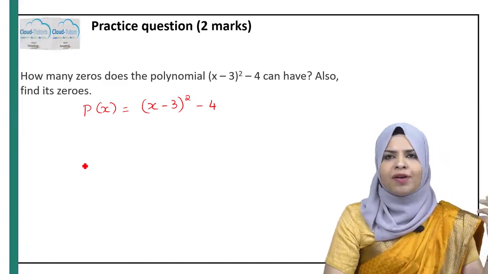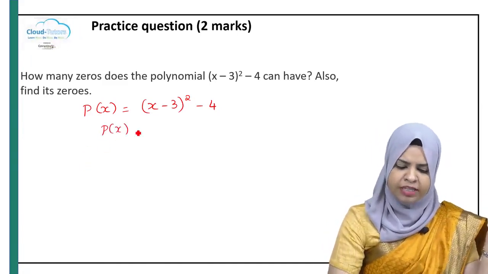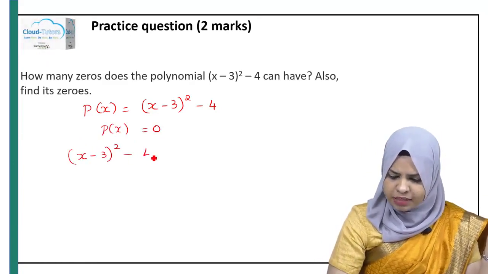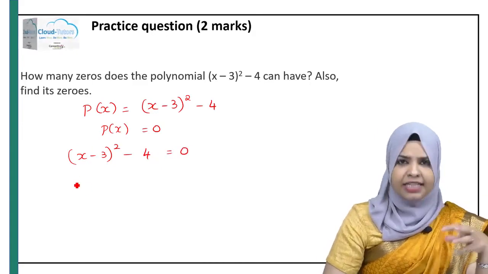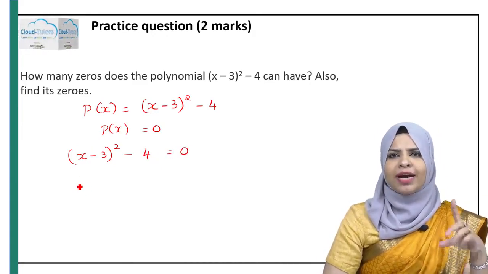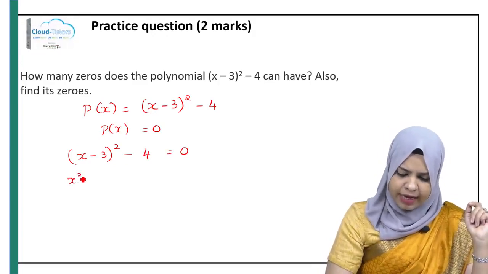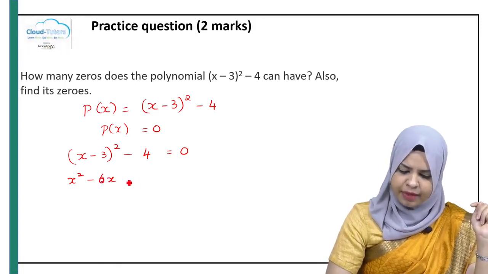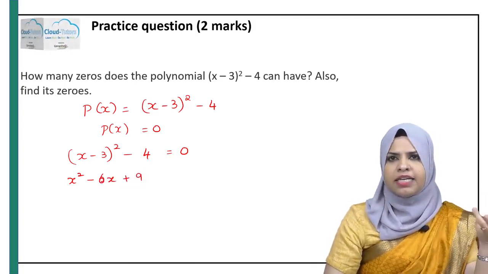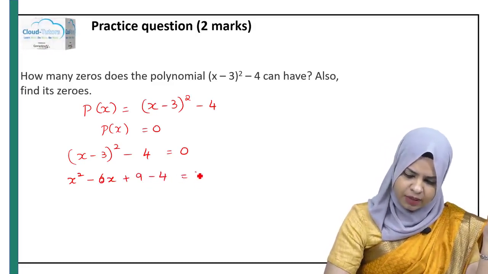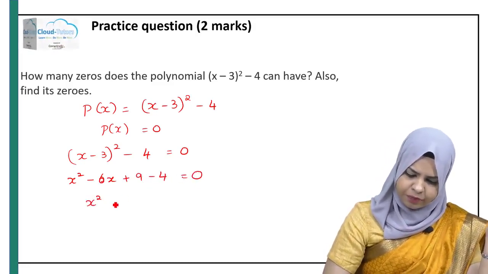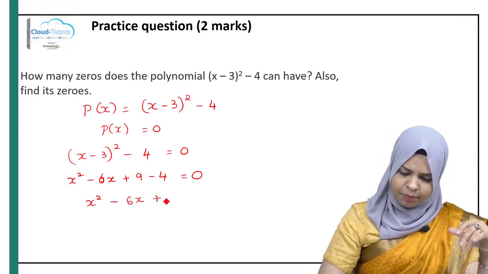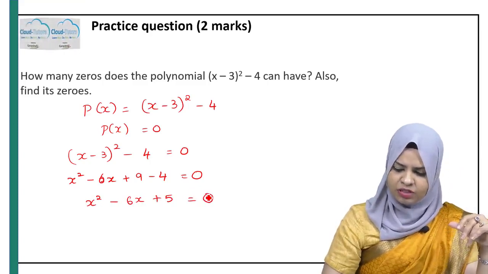And we know that to find the zeros, p of x should be equal to 0. Therefore, x minus 3 the whole square minus 4 is equal to 0. Let's expand it using the a minus b the whole square identity. That would be x square minus 3 2s are 6x plus 9. 3 square is 9, minus 4 is equal to 0. So x square minus 6x as it is, plus 9 minus 4 is plus 5, equal to 0.